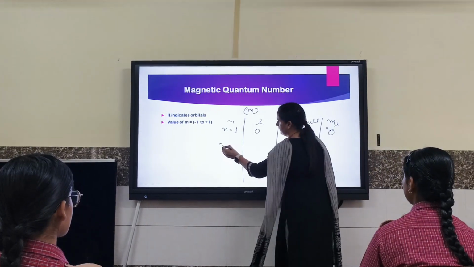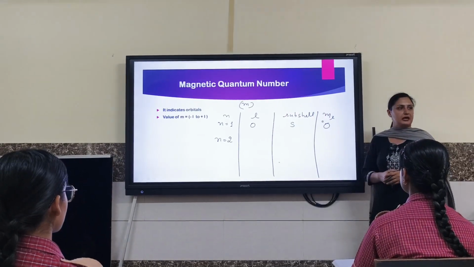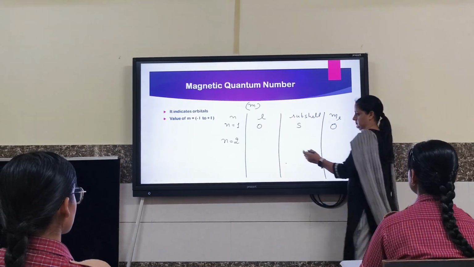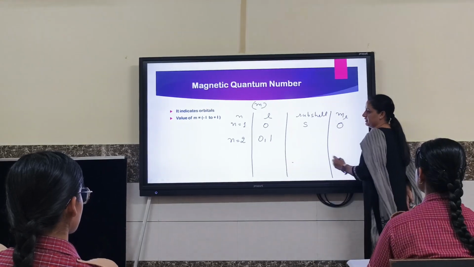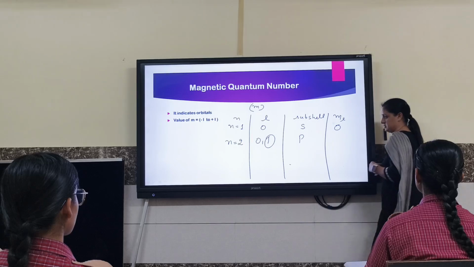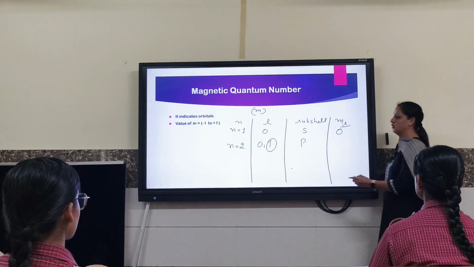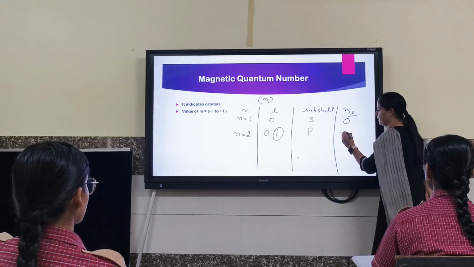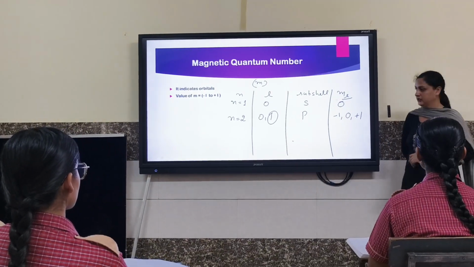For the next shell, say we have n is 2. What would be the value of L in that case? 0 and 1. The subshell will be, take the highest value of L. Subshell will be P in that case. Now to count the ml values, just take the highest value of L. It would be minus 1, 0 and plus 1, right?